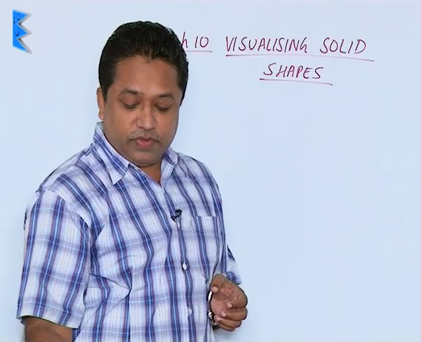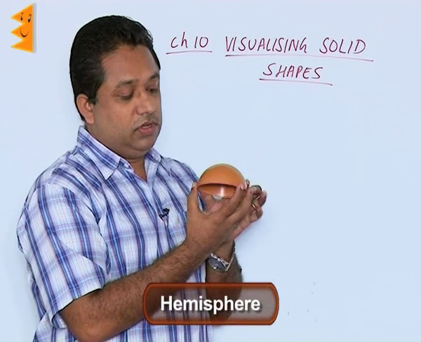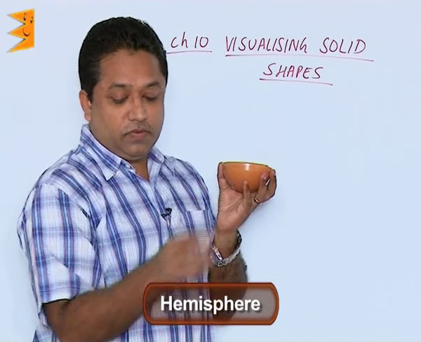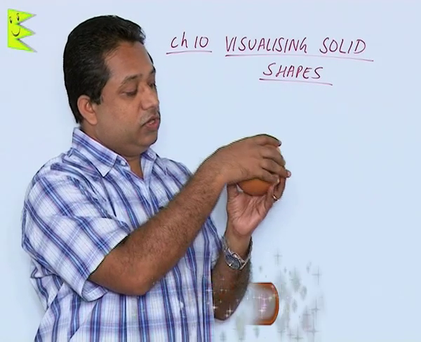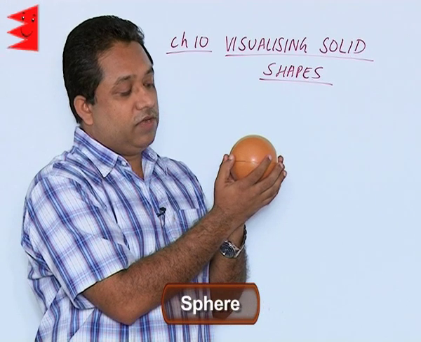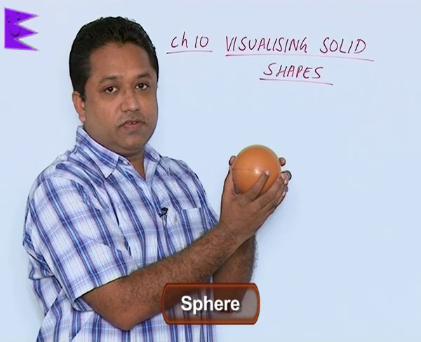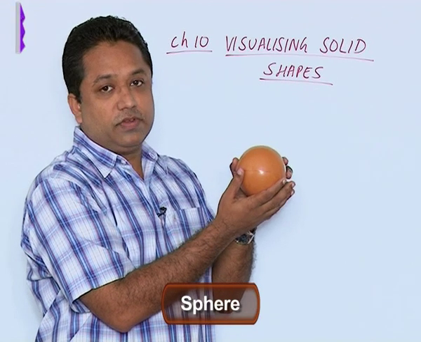Then we have another figure which is called a hemisphere. Now this is a hemisphere. It is half of a sphere. When we join together two hemispheres, it becomes a complete sphere. It's like a football. So it's a 3-dimensional figure. It has no edges, faces or vertices because all are curved surfaces.